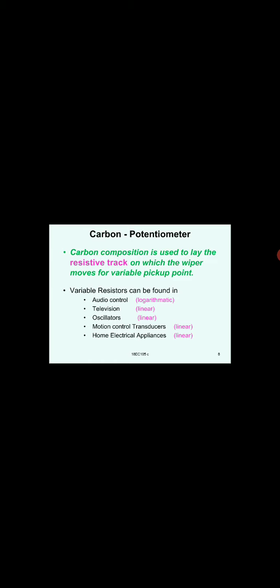Then you have motion control transducers, so it's an industrial application. Similarly, some electrical appliances like dimmer circuits or heaters with control to control the temperature and likewise.